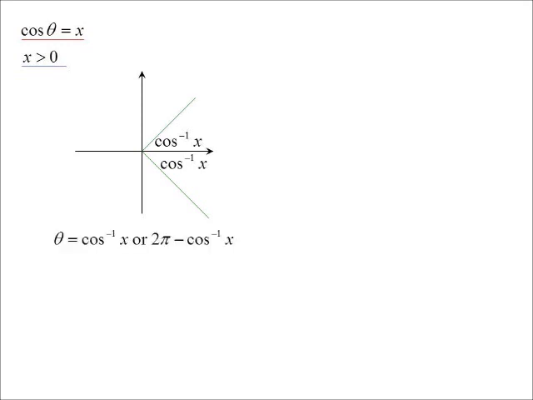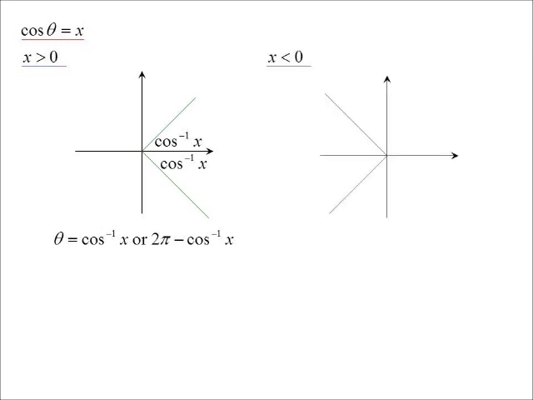Let's see what happens with cosine. Same idea, we're going to go cos theta equals x, x is positive. So if x is positive, I know we're in the first or the fourth quadrant. The acute angle would be inverse cos of x, so there we are in the first quadrant. In the fourth quadrant, we'd have 2 pi minus that. So there's my two possibilities, inverse cos of x or 2 pi minus the inverse cos of x.